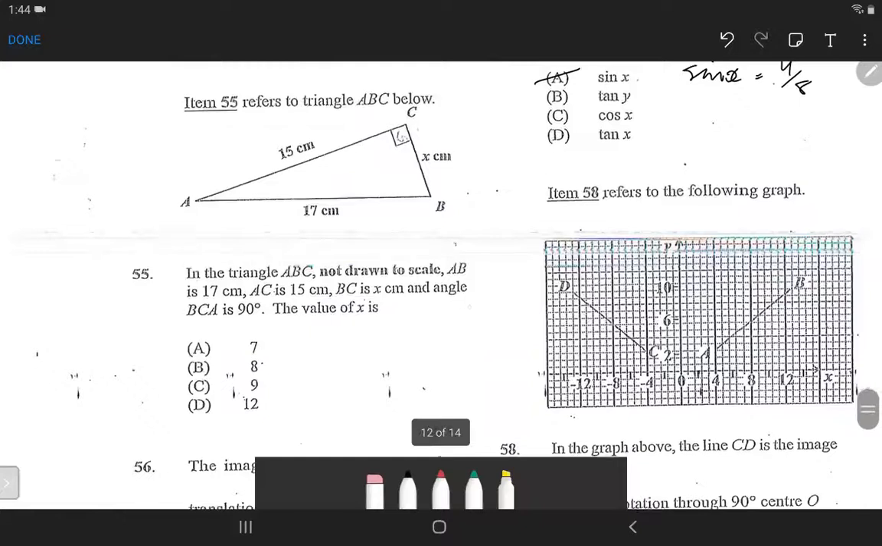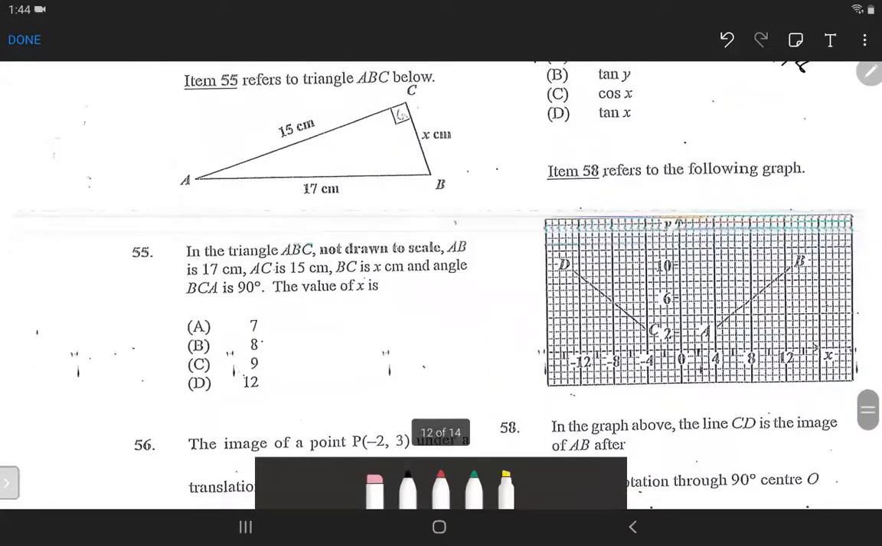Item 55 refers to the triangle ABC below. Remember, this is another repeat question, so you can show that x is equal to 8. I can refer to my previous 2 videos and you would see it.